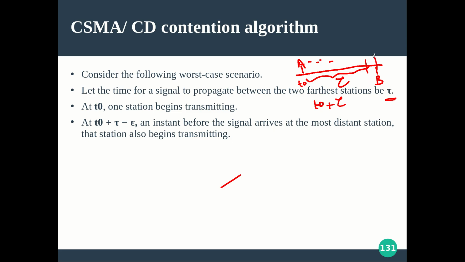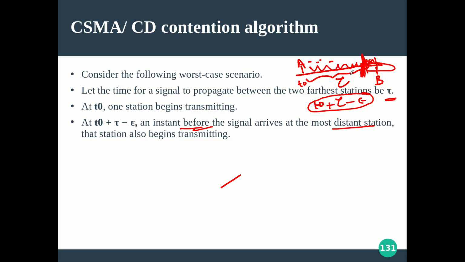Say at T0 plus tau minus some sigma, an instant just before the signal arrives, the most distant station also begins transmitting. That is the scenario, because when B senses the medium it finds it free, but actually A started sending before that and its data is on the way. B senses its neighborhood, finds the channel free, and starts sending data at time T0 plus tau minus sigma. The data coming from A is almost here, and now B also started sending, and the collision happens at this point.